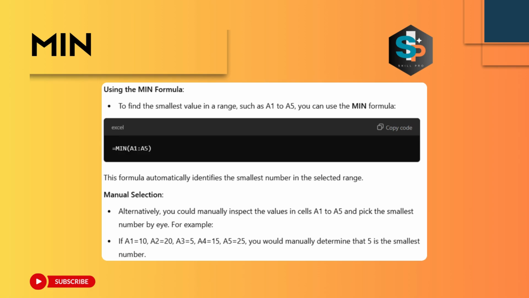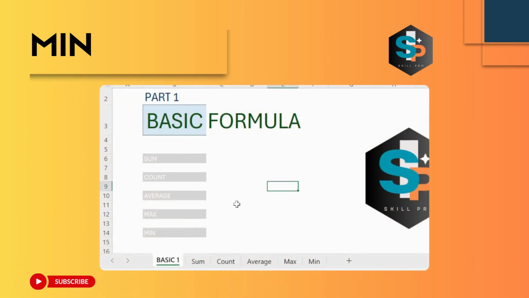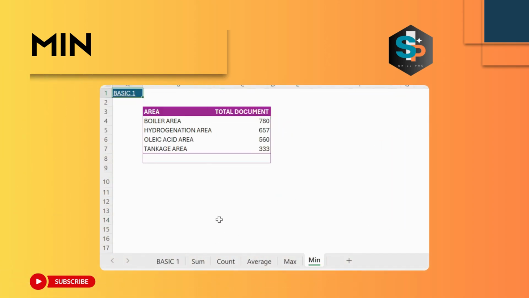For comparison, you could manually inspect the values and determine the smallest number by eye. While both methods achieve the same goal, the min formula is much more efficient, especially with larger datasets, as it reduces the risk of errors and saves time. Watch this video to see how we apply the min formula to easily find the lowest value in Excel.